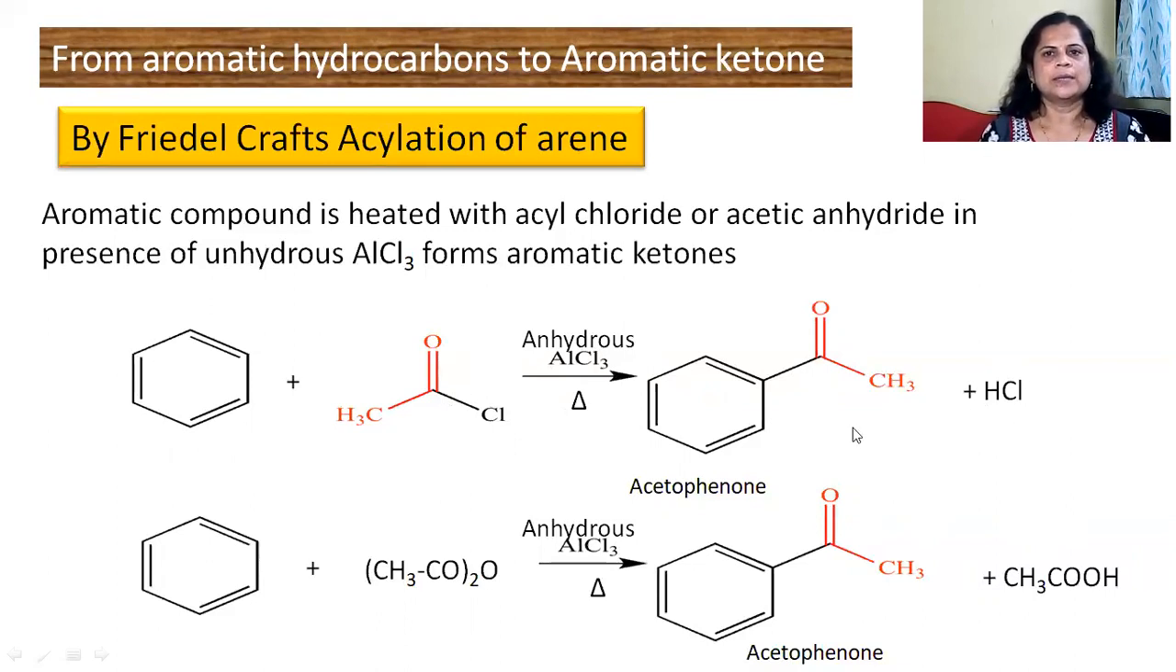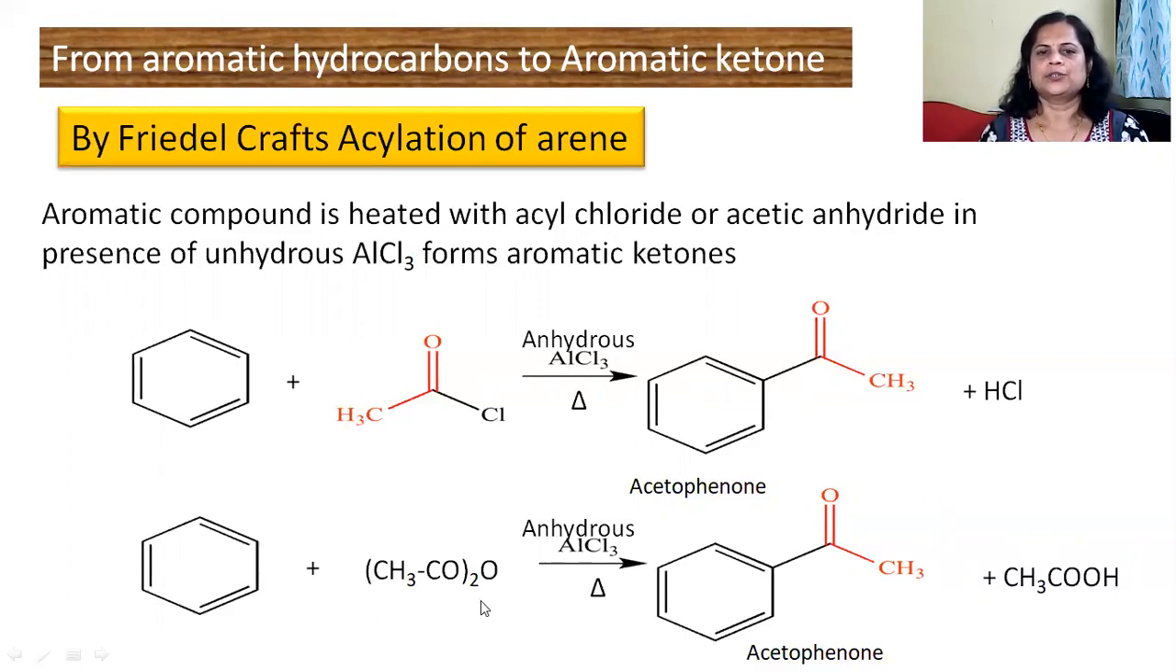So this is a method for the preparation of aromatic ketone by Friedel-Crafts acylation. Friedel-Crafts acylation requires anhydrous AlCl3 and heating conditions for that reaction. Instead of the acyl chloride, we can use acetic anhydride. Then a similar type of reaction takes place, where from the acetic anhydride, the acyl group C=O CH3 is introduced into the benzene ring.